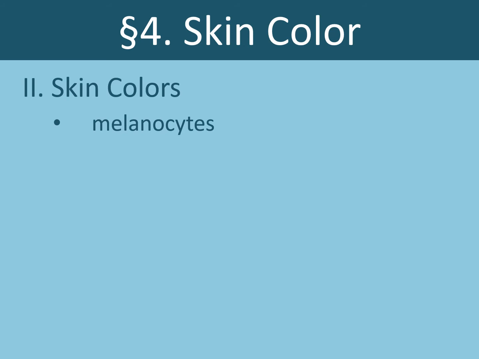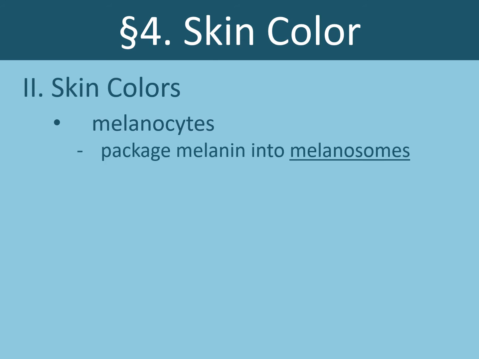Previously, we discussed how melanocytes are present in the stratum basale of the epidermis of the skin, and that they impart an important protective function by passing on melanin to the surrounding keratinocytes. Now, how does this actually occur? Melanocytes package melanin into little bubbles or vesicles called melanosomes. Melanosomes empty their contents outside of the cell through a process known as exocytosis.